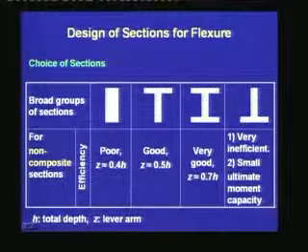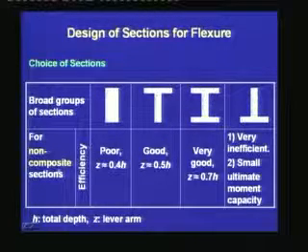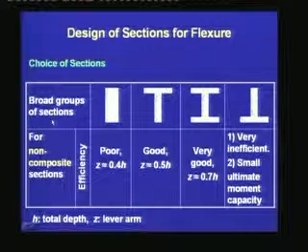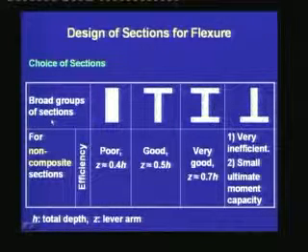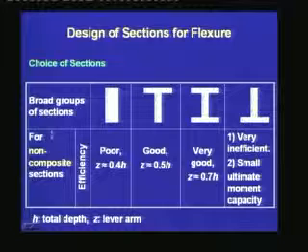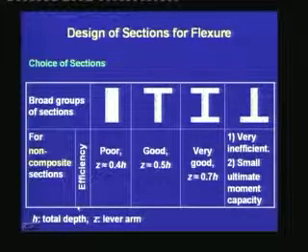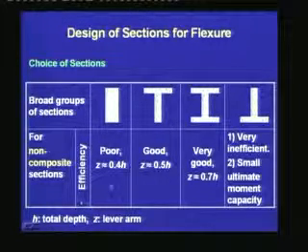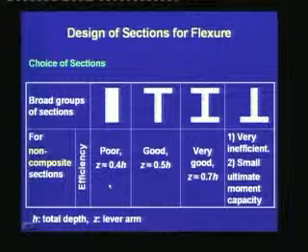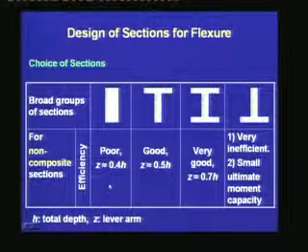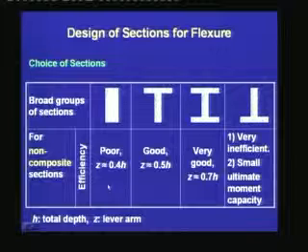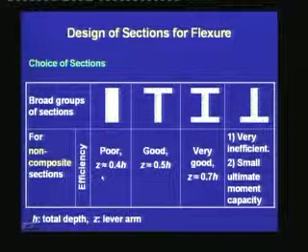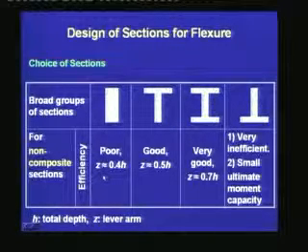Let us now study the basic properties for this type of sections when they are used as non-composite sections. Regarding flexural efficiency, the rectangular section is poor. The lever arm, which is represented by Z, is about 40% of the total depth, which is represented by H.